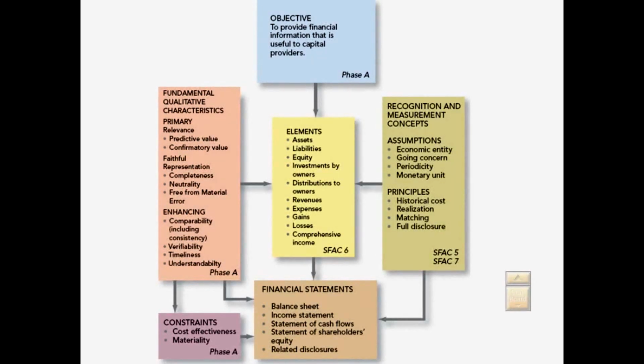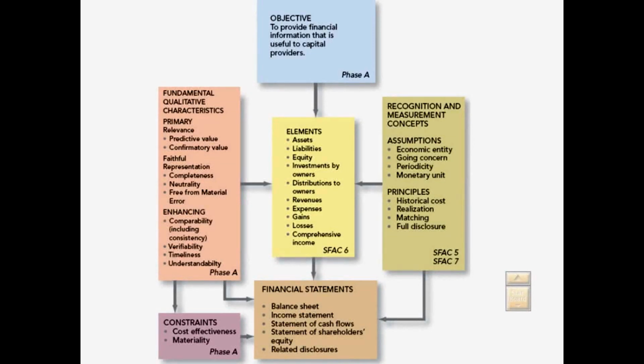So this is our goal. How are we going to do it? Well, we're going to tell you information about assets, liability, owner's equity. We're going to tell you information about revenues, expenses, gains, and losses. And we're going to tell you information about dividends, distributions to owners, stock buybacks, things like that. Okay, those are the things that we want to know about.